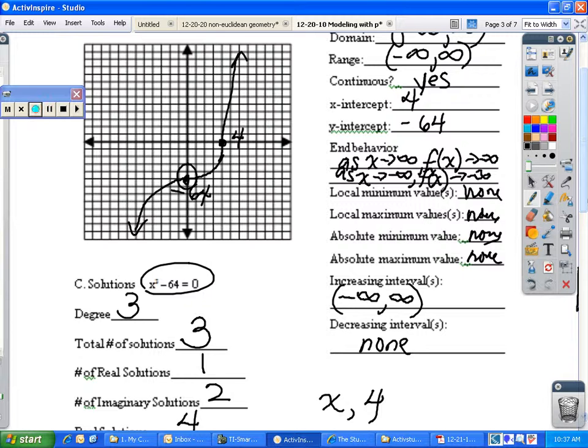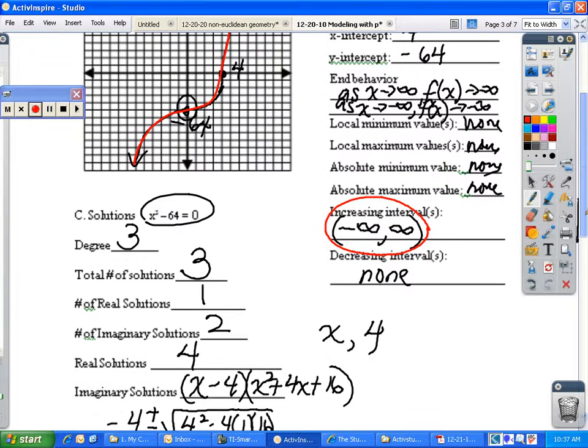In this graph, from left to right, the graph is always increasing. It never decreases. So therefore, your increasing interval is the entire function from negative infinity to positive infinity, which means that there is no decreasing interval.